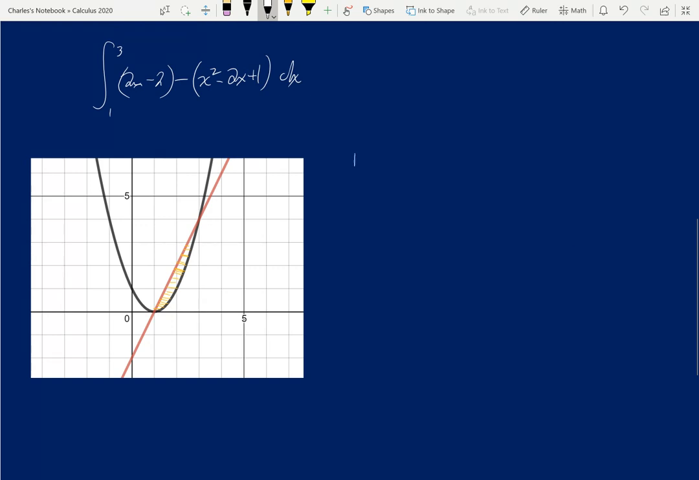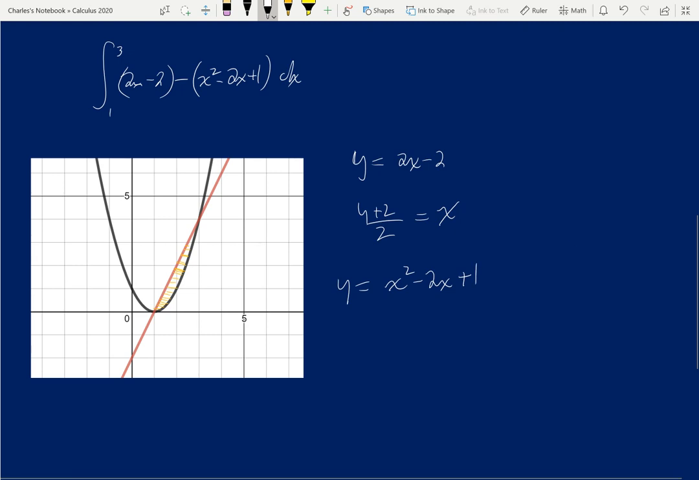But what you would have to do, so y is equal to 2x minus 2, I would have to change this: (y plus 2) divided by 2 is equal to x. Okay, and then the other function I don't think is invertible. Y is equal to x squared minus 2x plus 1. This function is not one that I can invert. So I guess I picked a bad example to show you of this. Let's see.